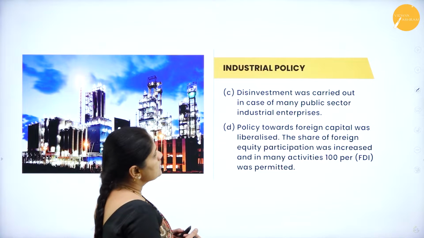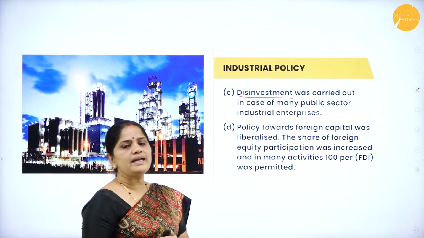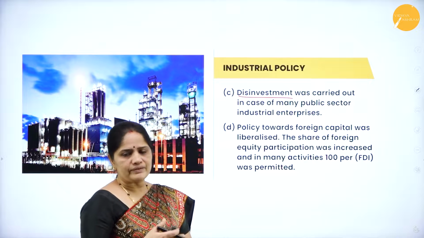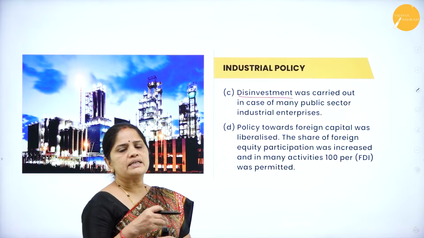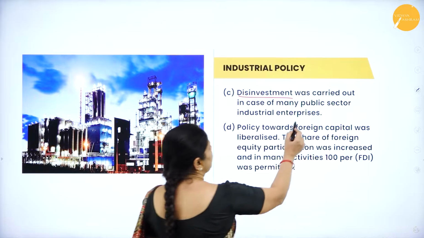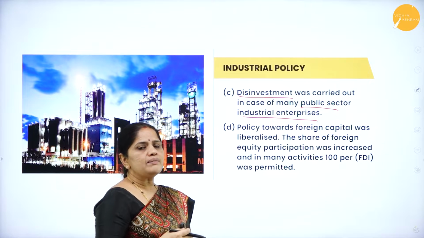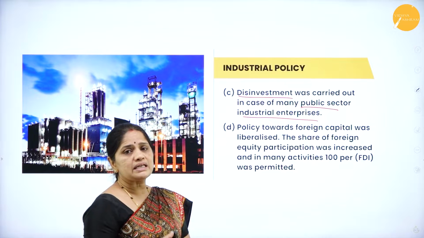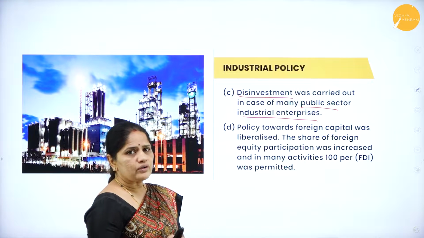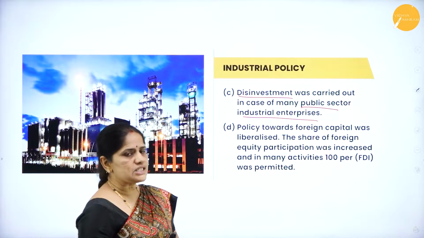The next feature of the industrial policy was disinvestment. Now, what is disinvestment? Disinvestment is nothing but pulling out the capital. The government was trying to pull out the capital invested in the public sector and allow the private sector to invest in these public sector units. Disinvestment was carried out in the case of many public sector industrial enterprises. In other words, whatever investment the government had made in those industries, the government took back the investments and allowed private players to invest in these public sector industrial enterprises.